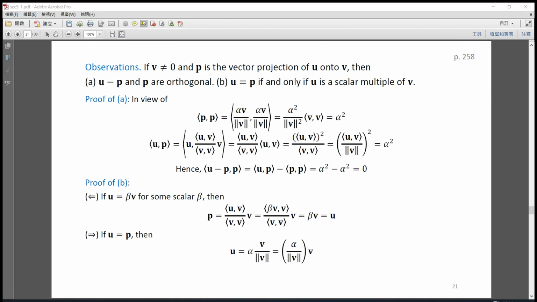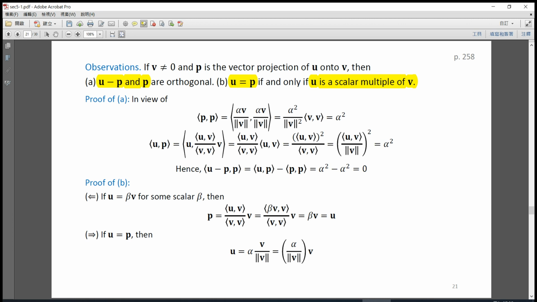In this slide, we prove two observations. If U is not the zero vector and P is the vector projection of U onto V, then we have the following two observations. Observation A, U minus P and P are orthogonal. And observation B, U equals P if and only if U is a scalar multiple of V.